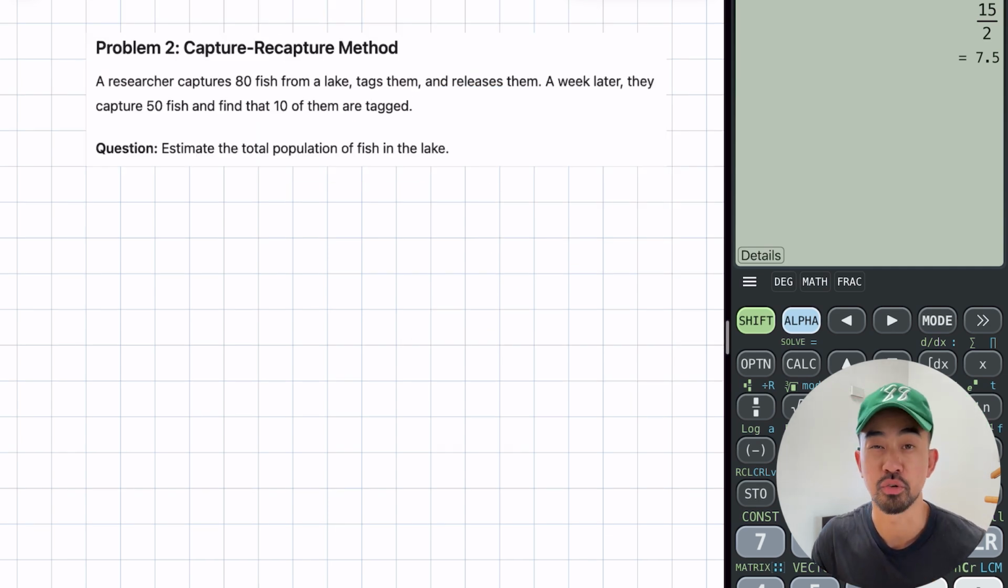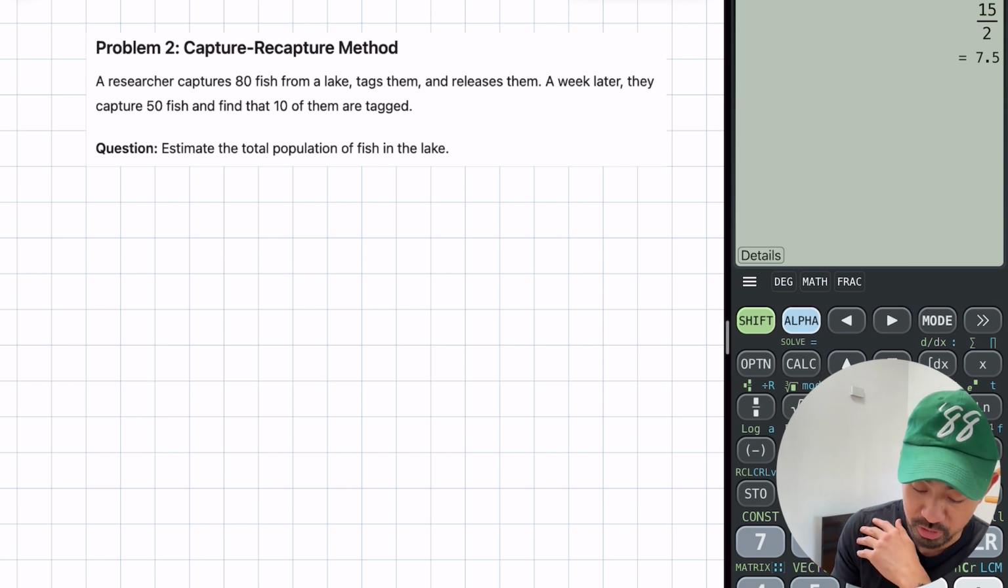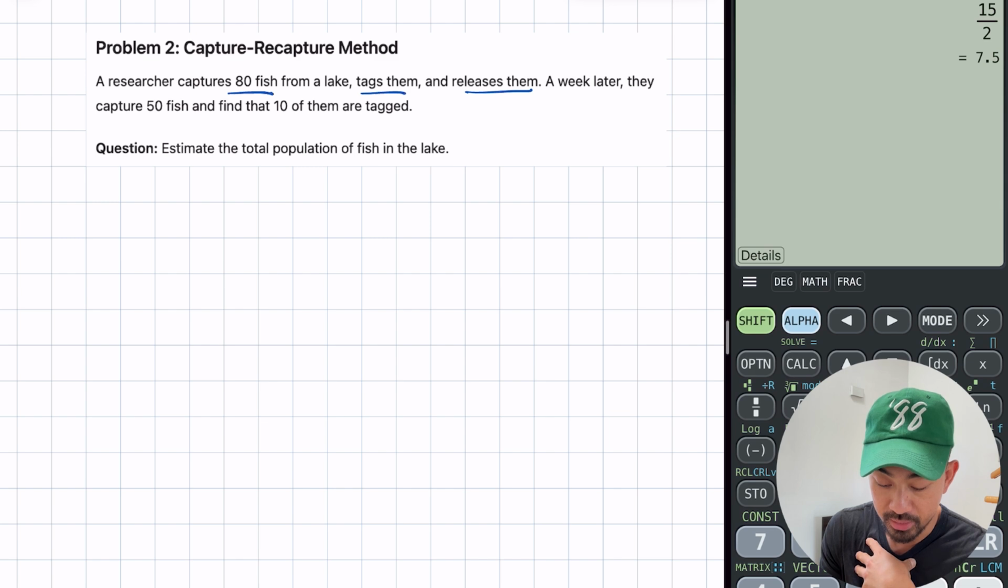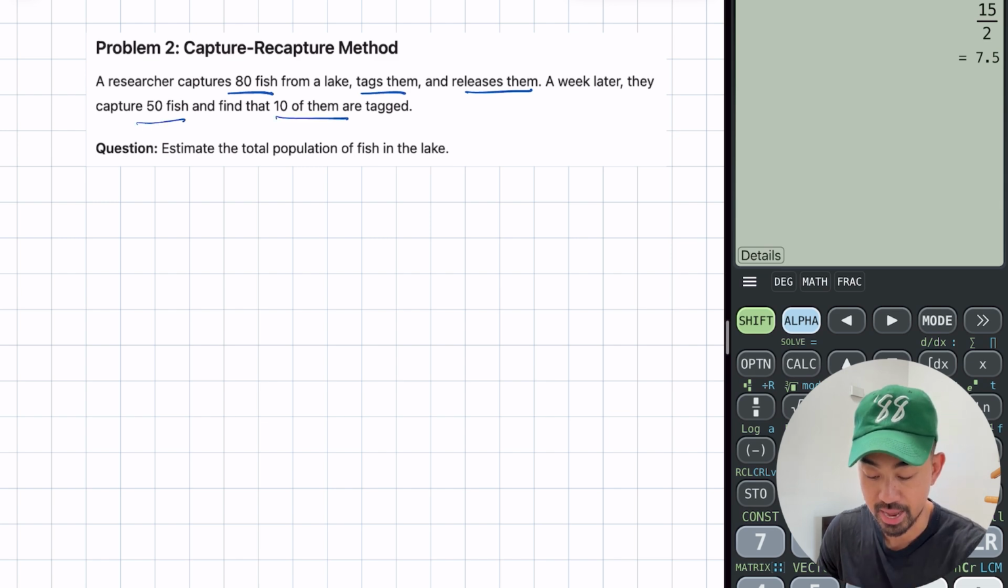Here's the second problem, which is a capture-recapture one. Now this is also a rate and ratio topic. So a researcher captures 80 fish from a lake, tags them and releases them. A week later, they catch 50 fish and find 10 of them are tagged. So estimate the total population of fish in the lake.